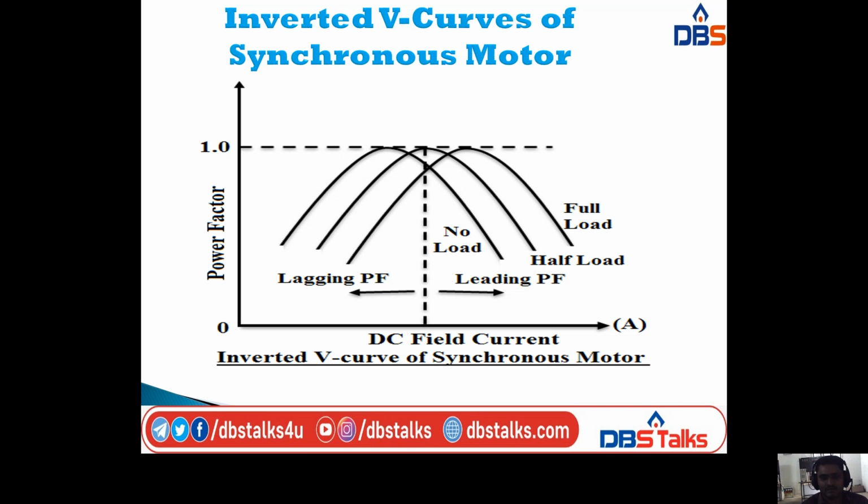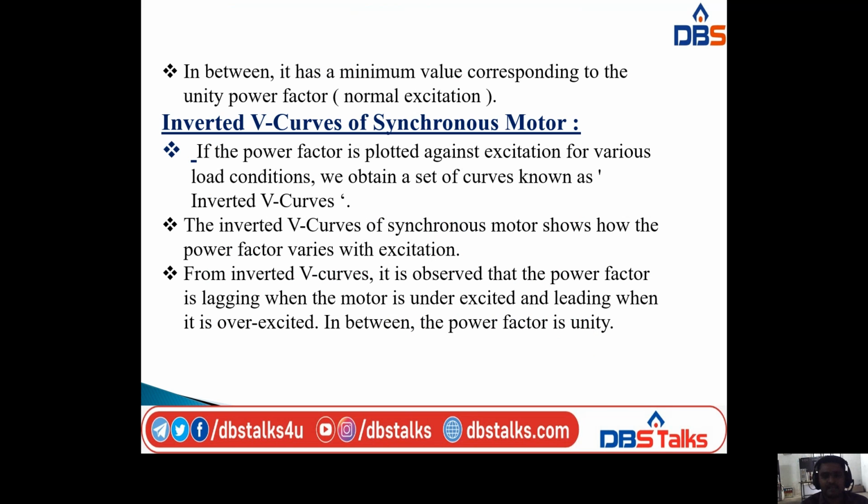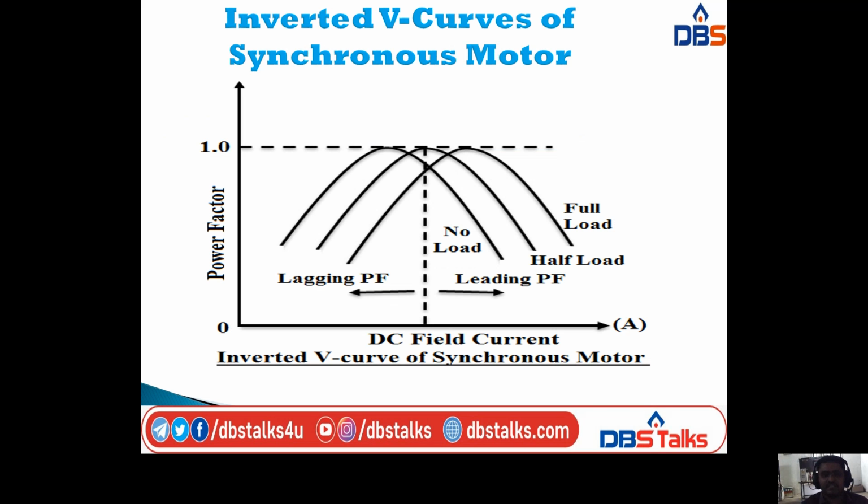Here the dotted line gives the unity power factor, and after that we draw one vertical dotted line from the unity power factor. Similar to the V curve, in the inverted V curves also the dotted line is drawn vertically. To the right side we have leading power factor, and to the left side we have lagging power factor. For the lagging power factor the motor is underexcited, and for the leading power factor it is overexcited. In between the power factor is unity. So these are the inverted V curves of synchronous motor.